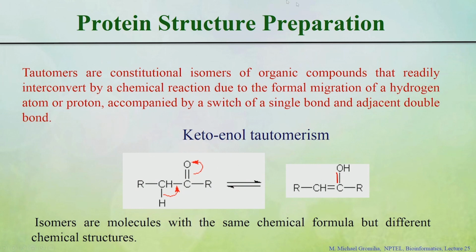So, what are isomers? They have the same chemical formula, but different chemical structures, right. So, now we need to consider mainly these tautomers, specifically in the case of histidines, and the conversion of one chemical group to another chemical group.